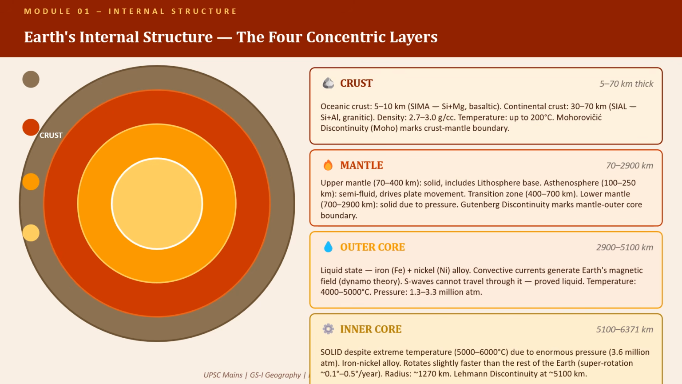At 2,900 kilometers, we cross the Gutenberg discontinuity, named after Benno Gutenberg, and enter the outer core. This is liquid, a churning sea of molten iron and nickel at temperatures of 4,000 to 5,000 degrees Celsius. The convective currents in the outer core are responsible for generating Earth's magnetic field through the dynamo theory, and crucially, S waves cannot pass through liquid.